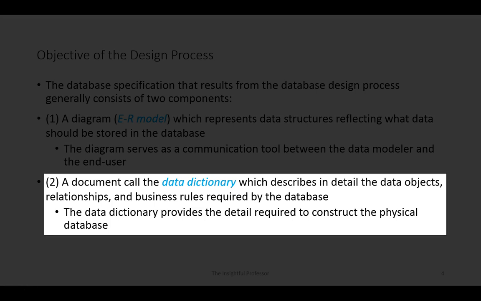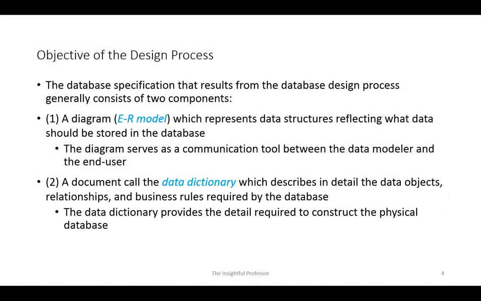The second component is a document that we refer to as the data dictionary. This document serves to describe in detail the data objects, the relationships, and the business rules that are required by the database. The data dictionary provides detail required to ultimately construct the physical database. Although the diagram itself conveys a great deal of information, it may not be able to precisely express all of the subtleties and requirements of the database that is going to be constructed. The data dictionary then serves to complement this diagram and provide some clarity and perhaps additional information and insight to the application domain.